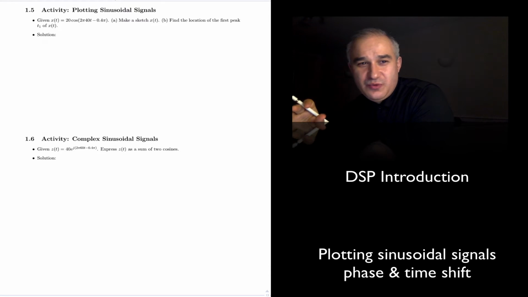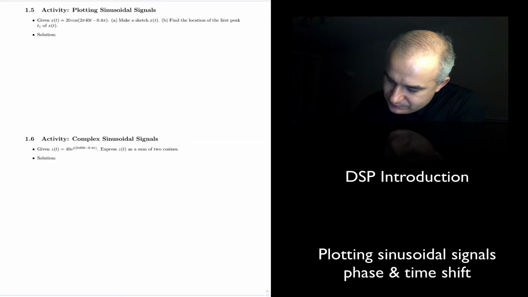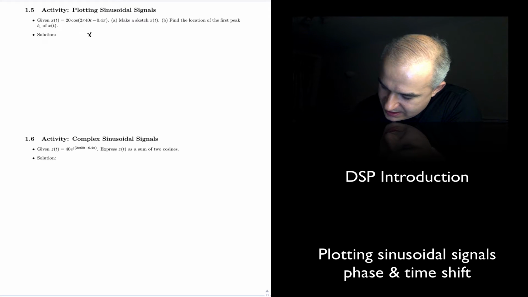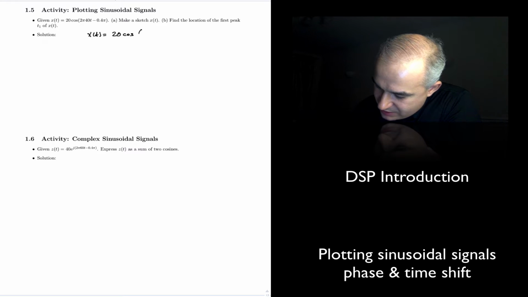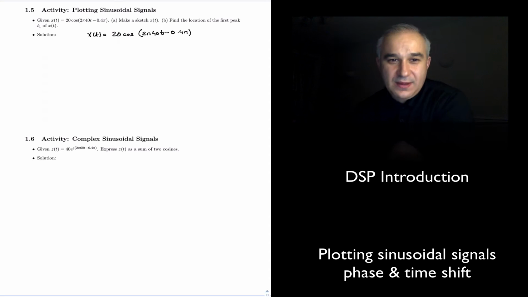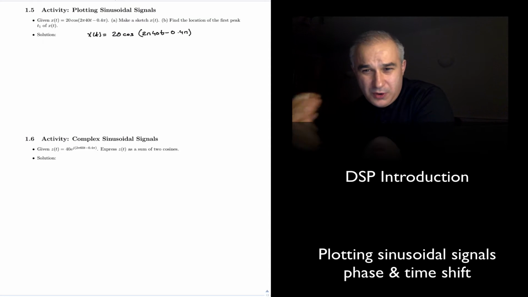So in this activity, we are given a sinusoid x of t equals 20 cosine of 2 pi 40t minus 0.4 pi. And we are asked to plot this sinusoid.